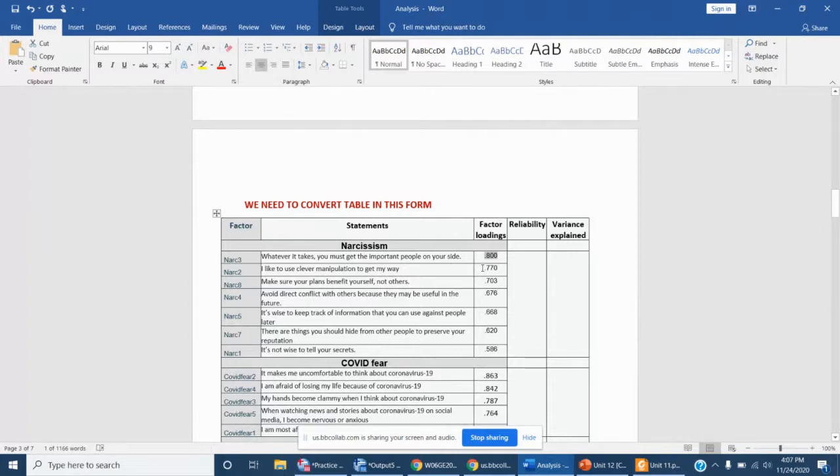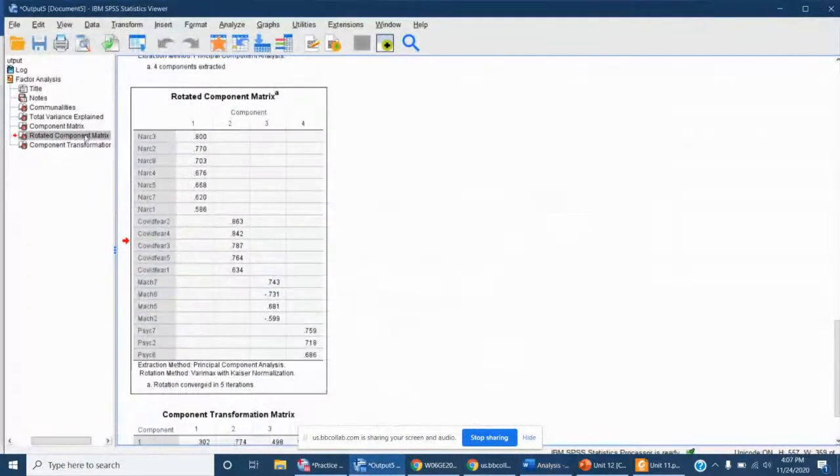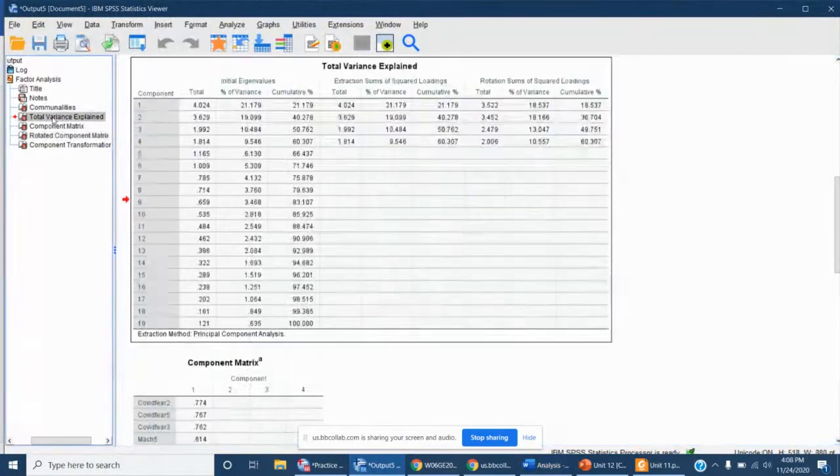So I'm just demonstrating how you should depict your factor analysis table in your research report. Now, how would we know about variance explained? We need to know about the variance explained through our factor analysis. This is shown in the total variance explained table. Just click on the total variance explained table and look at the second last column of that table. It shows the variance explained by each factor.